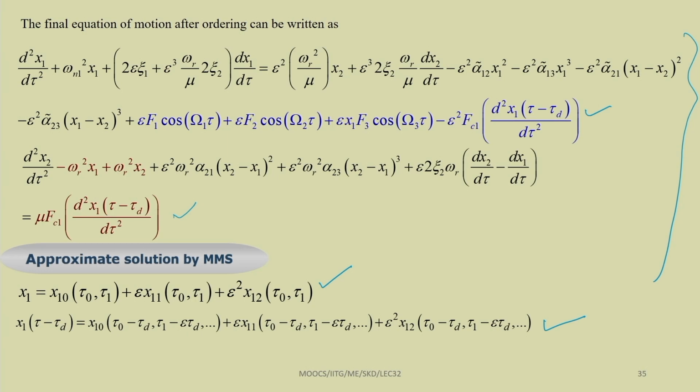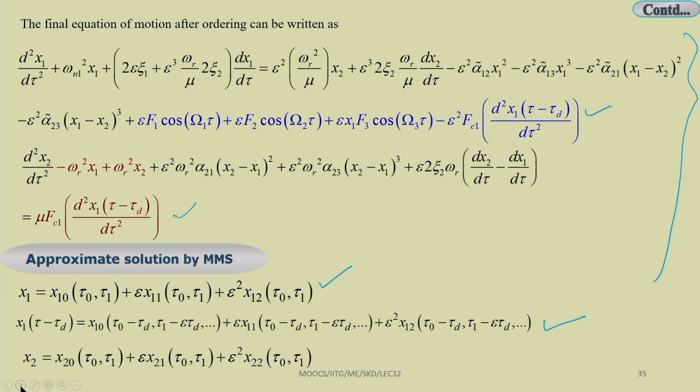For the delay, these time scales also have to be modified. For example, tau 0 will be tau 0 minus tau d, and tau 1, which is epsilon tau 0, can be written as tau 1 minus epsilon tau d. Similarly, the higher order terms can also be written for x1 (tau minus tau d). So, that is a delay. By using the delay term, one can write the displacement x1 in this form.